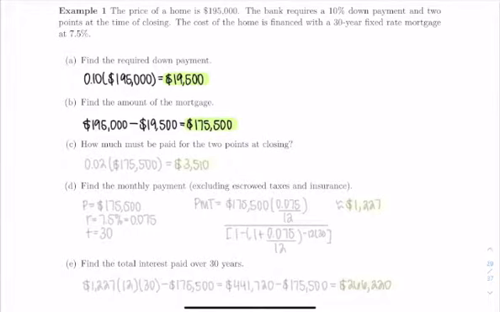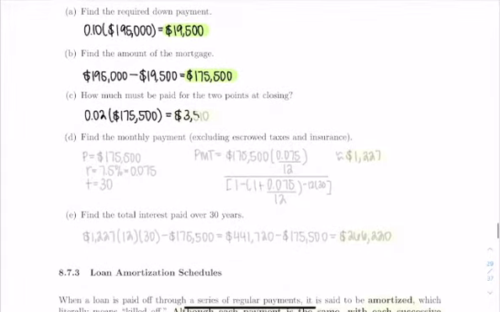How much must be paid for the 2 points at closing? A point is 1% of the mortgage, so with 2 points, that would be 2% of the mortgage. So we're going to do 0.02 for our 2% times our mortgage, which is $175,500. And this gives me that I need to pay $3,510 at closing.